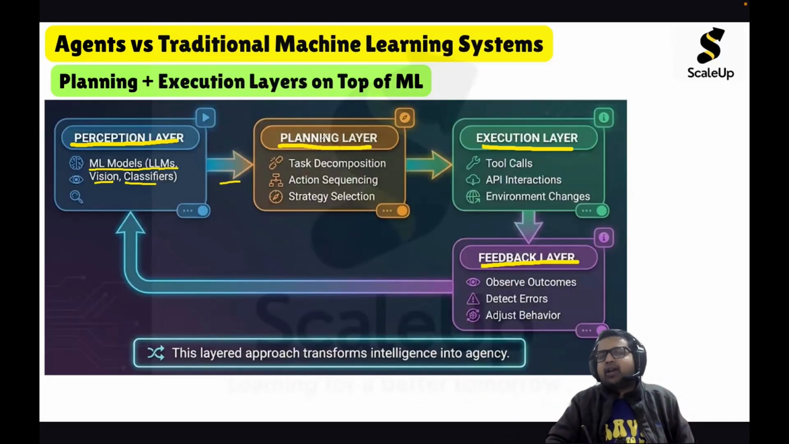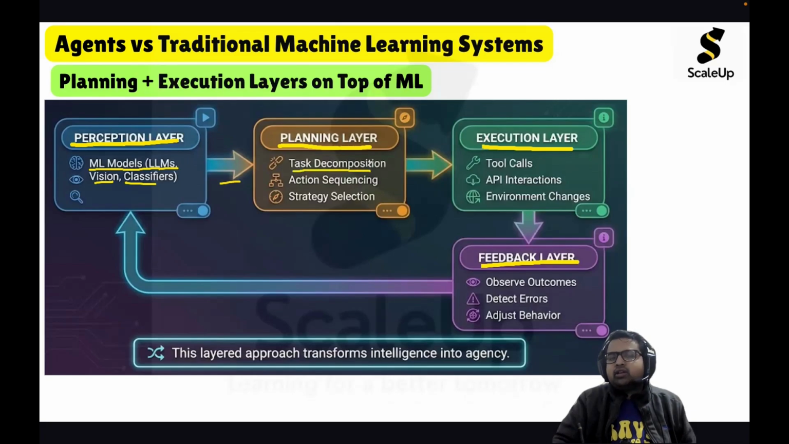Then it will make the plan. The planning layer will take the task, the goal to be achieved, and decompose it. It will make an action plan, and it will make a strategy to execute those actions. Then the execution layer will call the tools for the execution. It might call an API also, and when it executes, the environment will change.